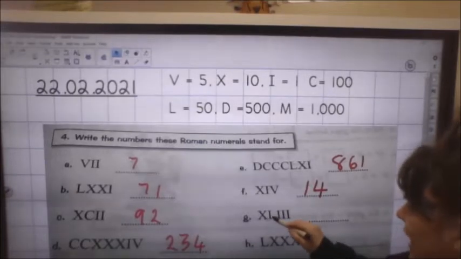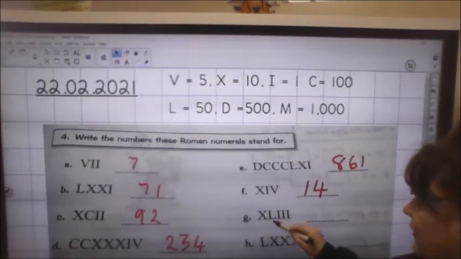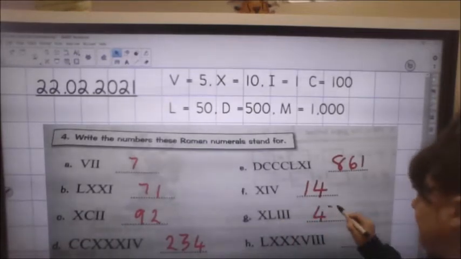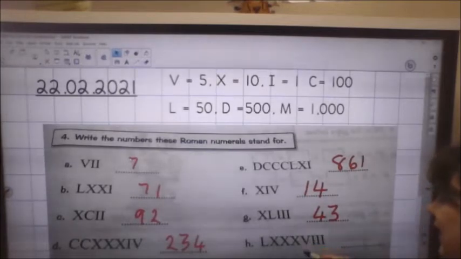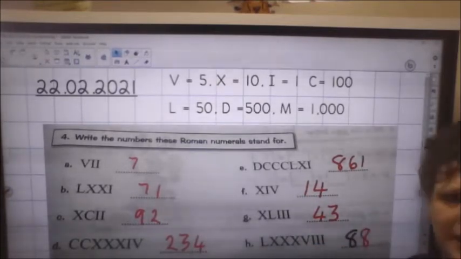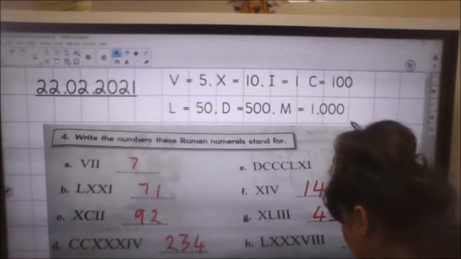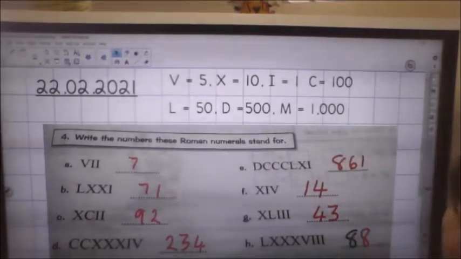Then we've got XLIII, so that is, we've got 10 away from 50, so that's 43. And then finally, we've got L, X, X, X, V, I, so that's 50, 60, 70, 80, and then we've got 8 there, so 88. Hopefully, you got all of those correct. Well done if you did.